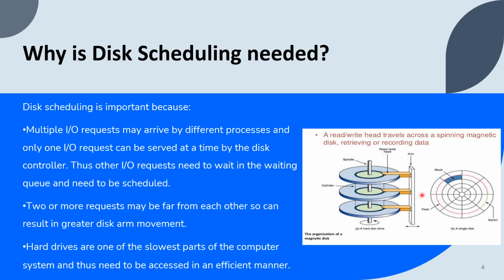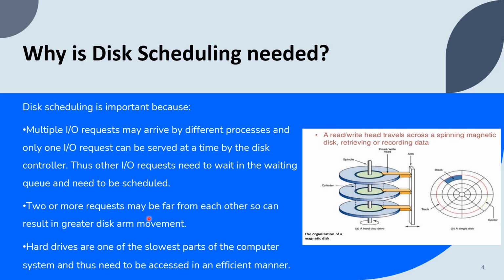As shown in the figure, the disks look like these cylinders, and this is the read-write head. It moves forward and backward. With the help of this read-write head, the data is written to and read from the disk. And this disk rotates circularly with the help of this spindle.